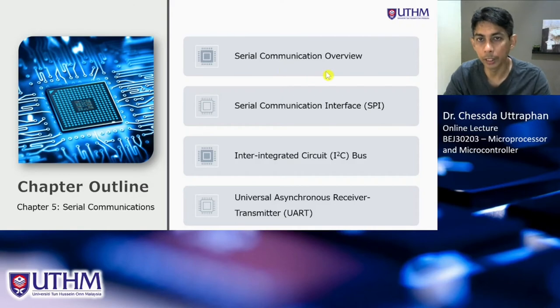What is serial communication and why is this important? And we will look at some of the serial interfaces which are popular, especially in microcontroller or embedded design. The first one is what we call the serial peripheral interface or SPI. Next is the inter-integrated circuit bus or I2C. And the last one is the universal asynchronous receiver transmitter, or in short UART. There are three kinds of communication protocol that we will look at in this chapter.